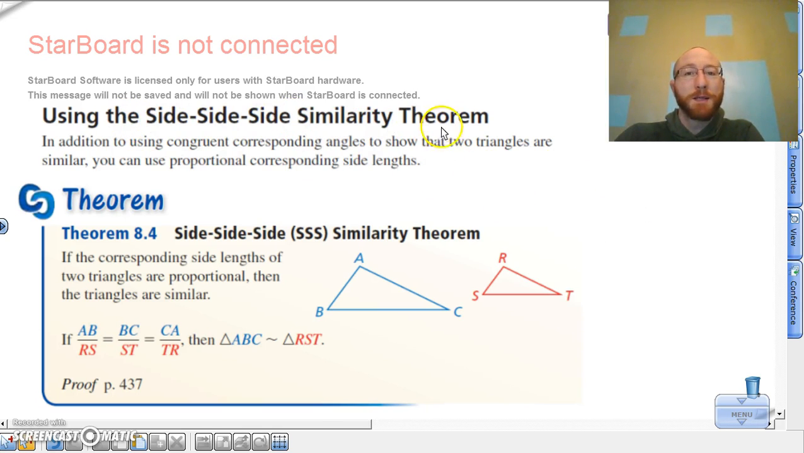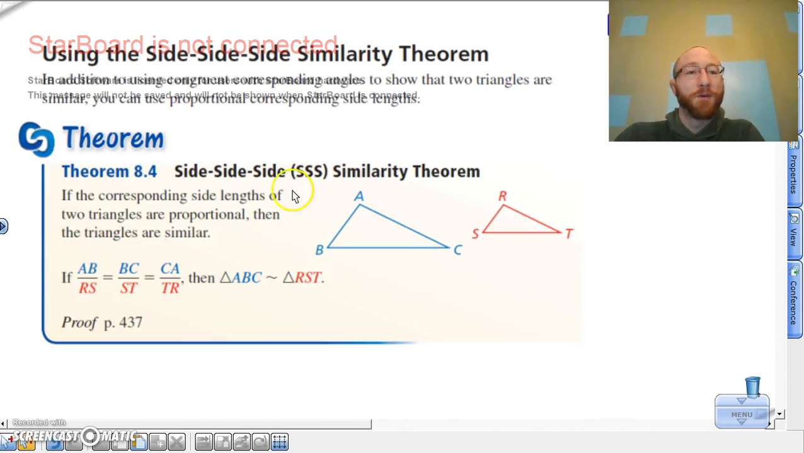So the side, side, side similarity theorem says that if all three corresponding side lengths of a triangle are in the same ratio, they're all proportional, then the triangles are going to be similar. So we can find those scale factors to be all the same. We know the triangles are similar.